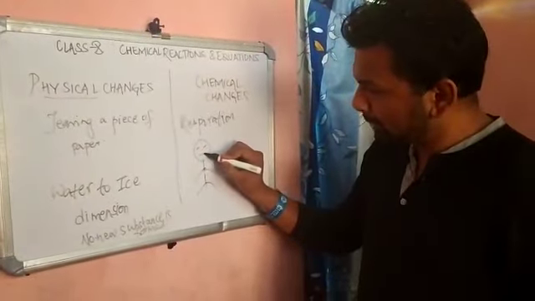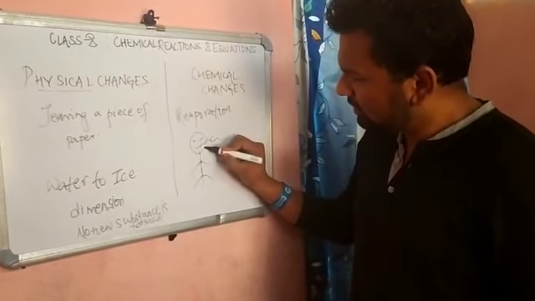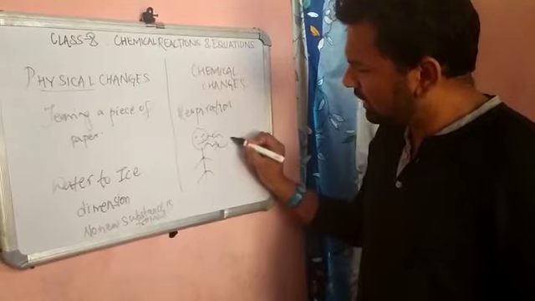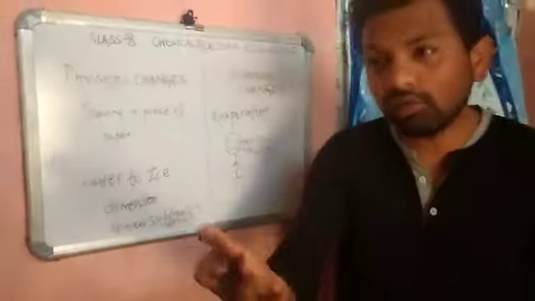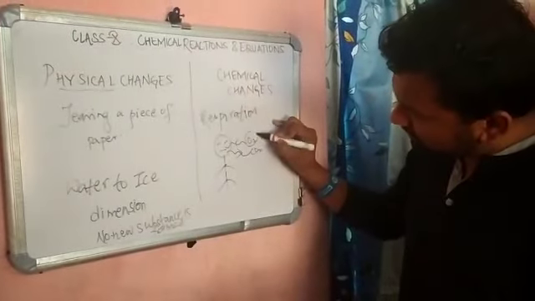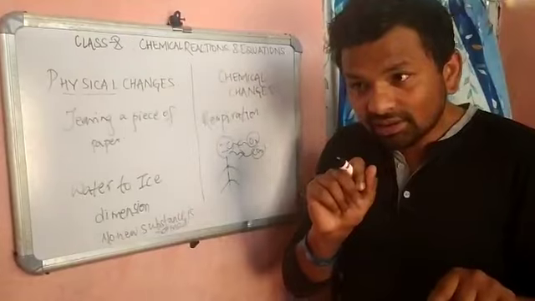Now what happens? You take in oxygen, you give out carbon dioxide, right? Isn't it? You take in oxygen, you give out carbon dioxide. So you are taking in oxygen and you are giving out carbon dioxide. So these two are two separate entities.